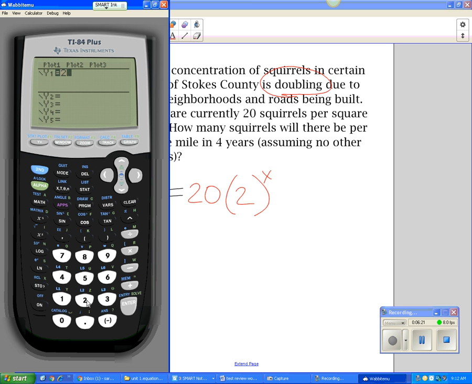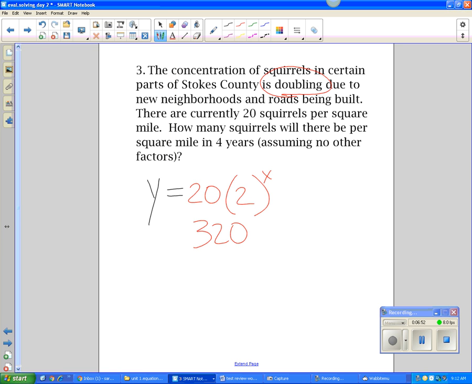Good. So, Andrea, after I type it in, am I looking for 4 in the x, or am I looking for 4 in the y? It's 4 what? Years. Is that a time? Is years time? Okay. Is time the x side or the y side? X. So I go down to 4 on the x. Okay. How many squirrels we got? 320. All right. Y'all good?